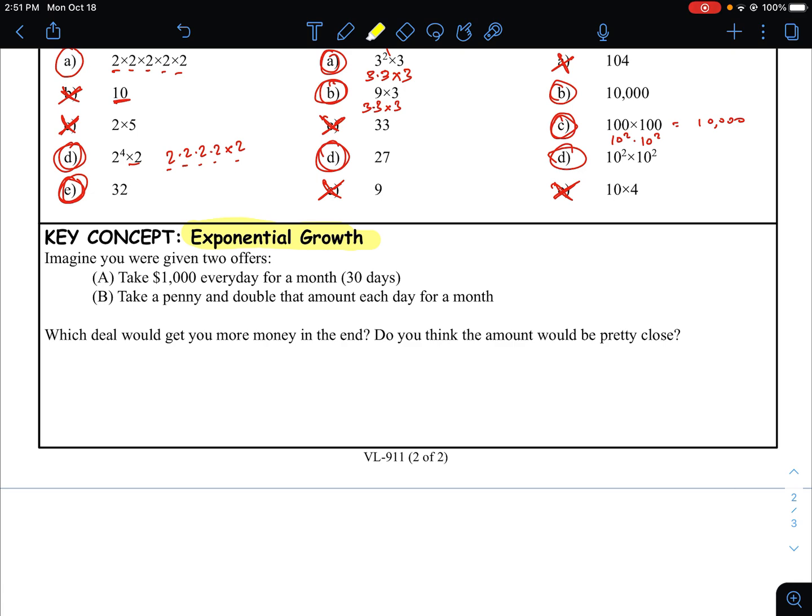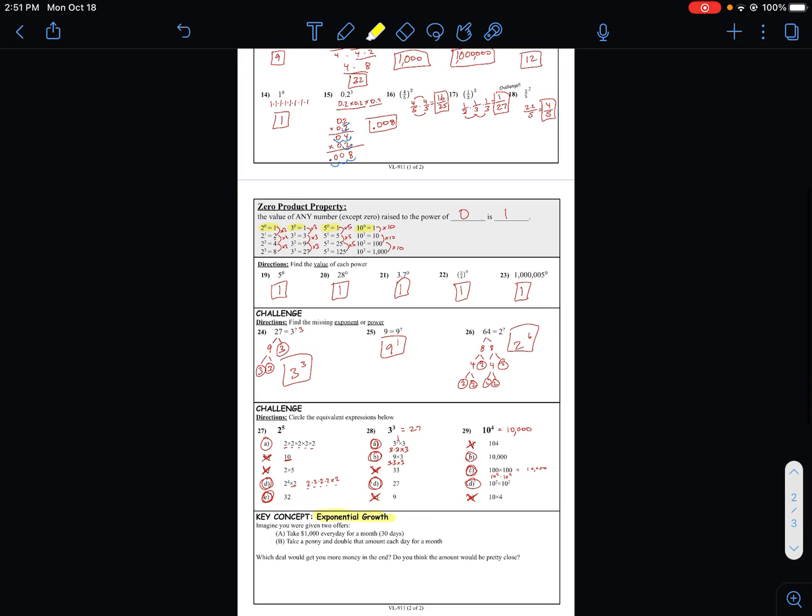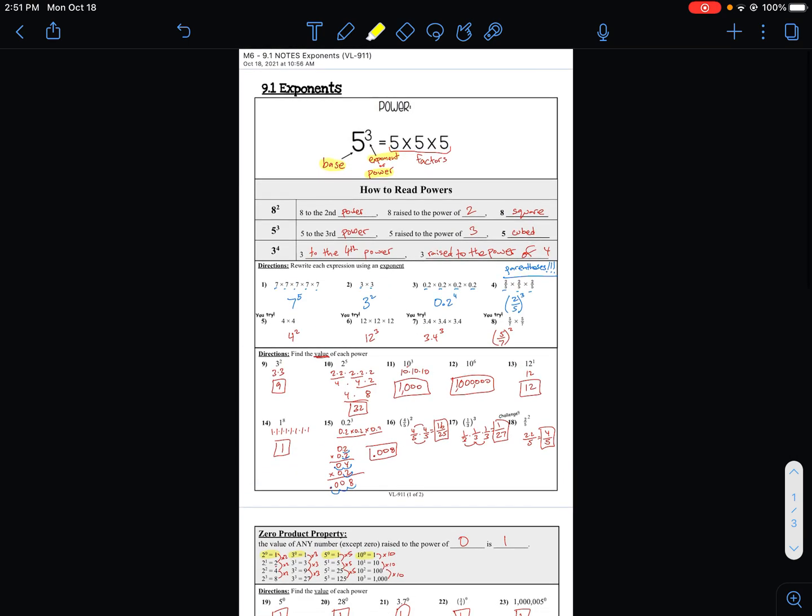So anyhow, that is it for exponents. Hopefully you understand the concept. Go ahead and try some problems on your own. Good luck.